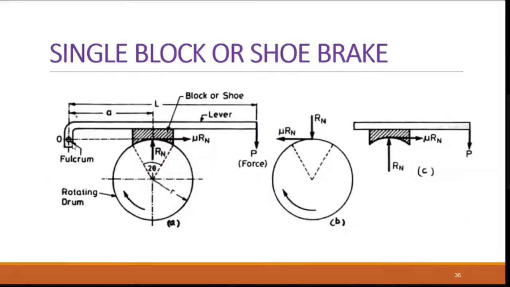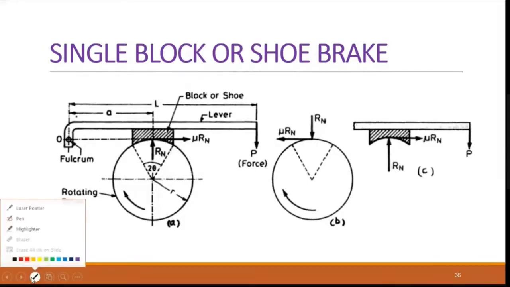Let us consider a single block brake. You can see here a rod which has a gripper, and this is the drum which is rotating. When you apply the rod, it makes contact with the drum and applies the brake. This is a simple block brake or shoe brake.